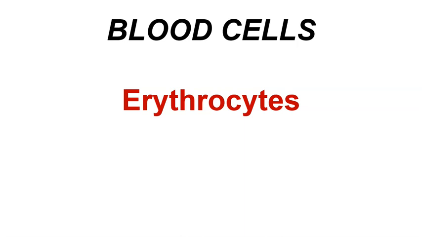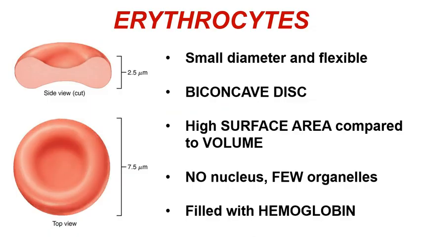So let's take a moment to understand some of the structures, the functions, and the physiology of the red blood cells. That is, these are the erythrocytes. The erythrocytes are the most numerous of the formed elements. The average adult has about 5 million erythrocytes per microliter of blood. This is compared to only a few thousand leukocytes per microliter of blood.